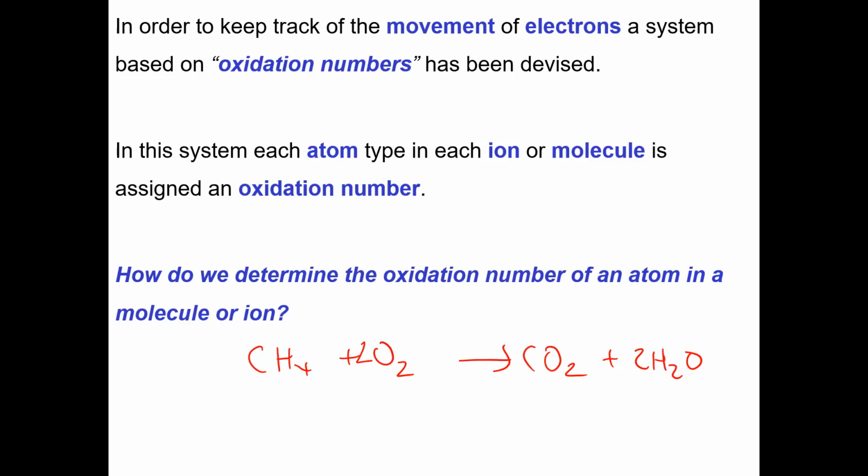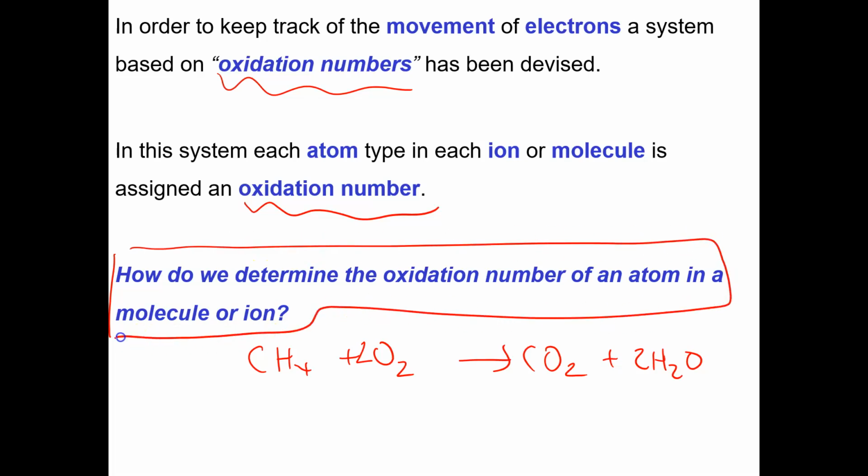So to help us understand how electrons are moving around in chemical reactions, a system called oxidation numbers has been developed. What we do when we're using this system is we give every atom or ion in a molecule or polyatomic ion an oxidation number, and then we observe what happens to those oxidation numbers as we move from the reactants to the products. So our first challenge is to learn the rules that allow us to determine the oxidation number of an atom in either a molecule or a polyatomic ion.